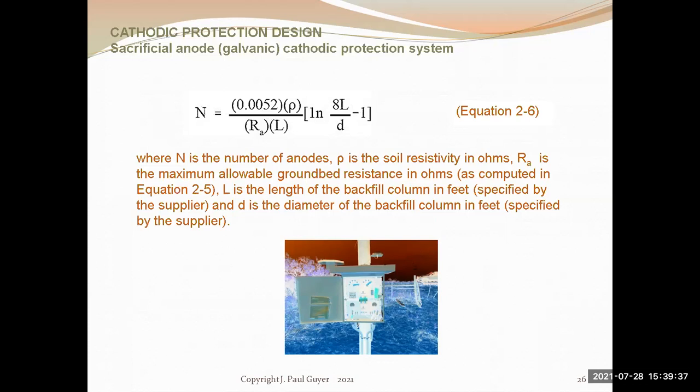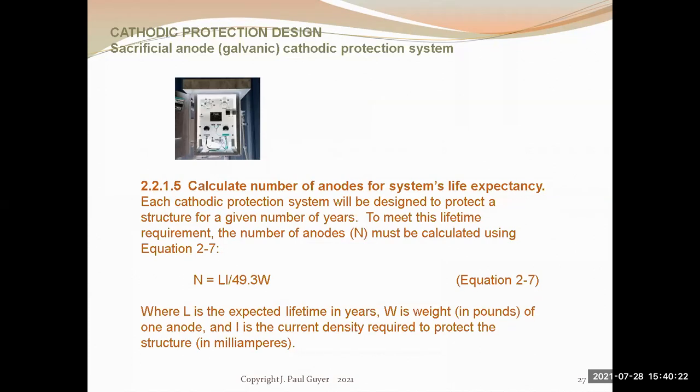Rho is the soil resistivity in ohm centimeters. R sub A is the maximum allowable ground bed resistance in ohms as computed by using equation 2-5. L is the length of the backfill column, the anode, in feet, and because these are commercial products, this length comes from the supplier. And D is the diameter of the backfill column in feet. Again, a number that you get from the supplier. You calculate the number of anodes for the system's life expectancy.